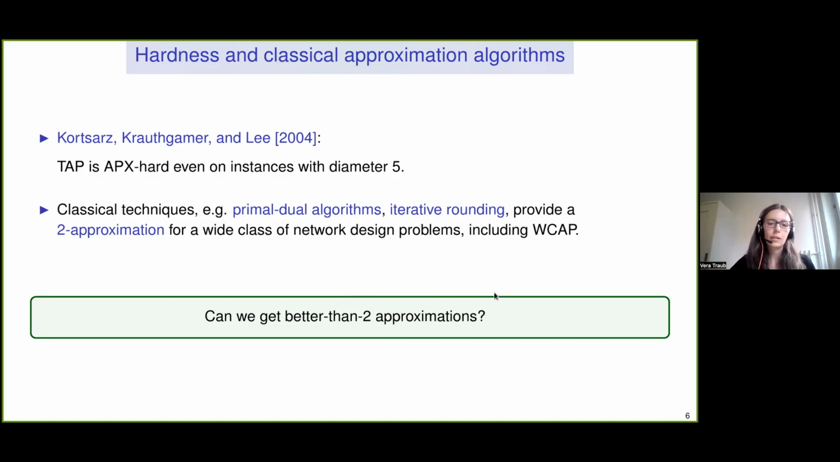So this is sort of like the main question we're always asking. That's kind of important here: can we get better-than-2 approximations? So 2 is what we can always get.